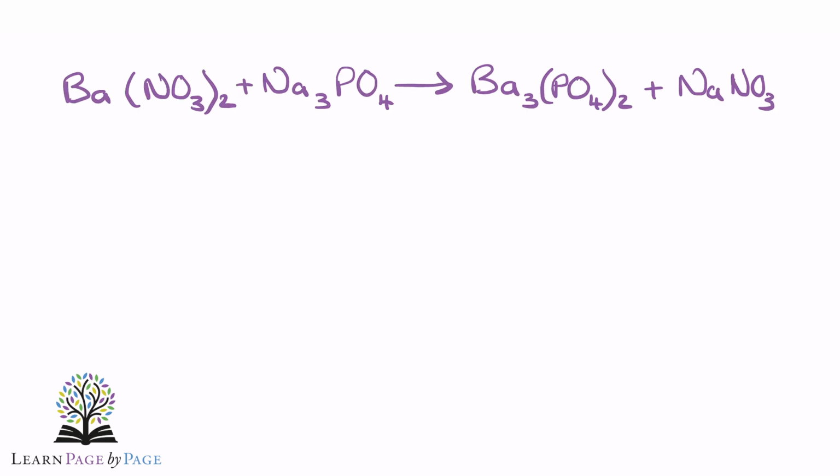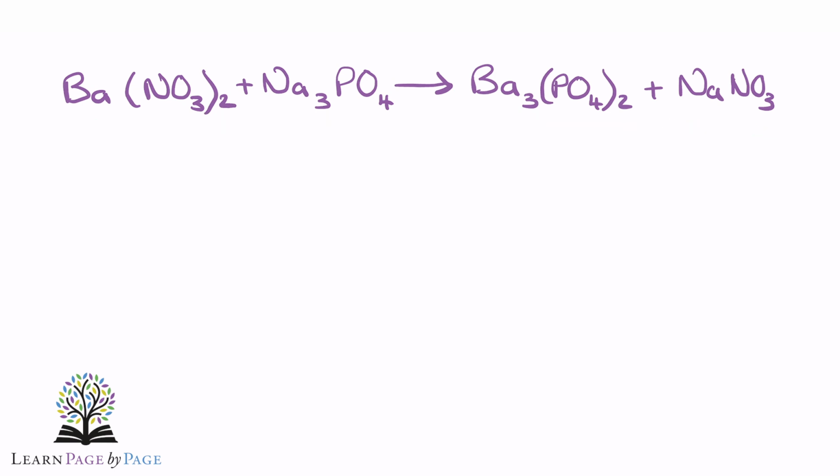Now we're going to work through one that's a little bit more complicated, and here you'll see why only writing individual atoms one at a time makes complete sense. What we have here is barium nitrate plus sodium phosphate gives barium phosphate and sodium nitrate.